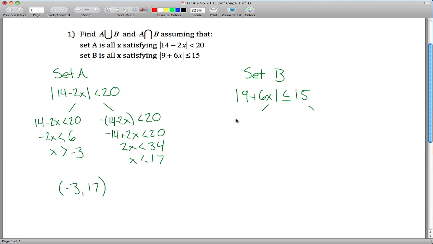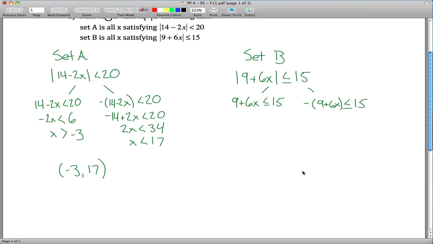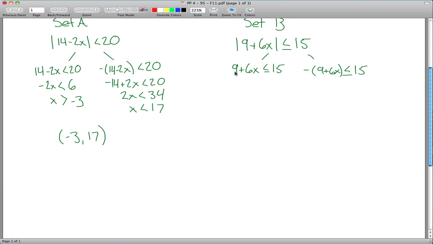Got our two cases. If this is positive, absolute value signs aren't doing anything. If this is negative, absolute value changes, multiplies the whole thing by negative 1. So that's this out here. And so now we have two inequalities to solve. See this one here, subtract 9 from both sides and you get 6x is less than or equal to 6. Then divide by 6 and you get x is less than or equal to 1.